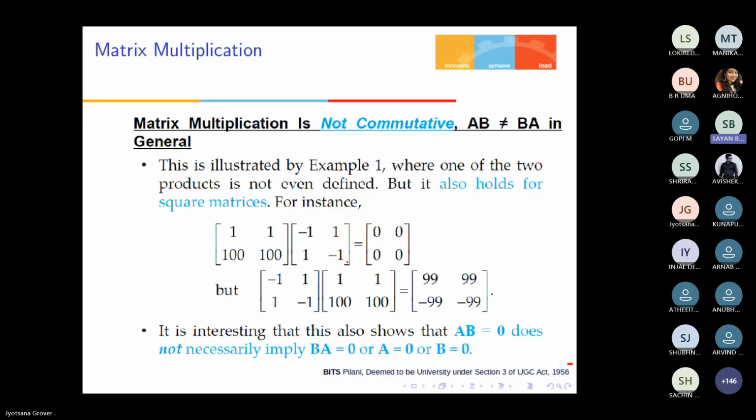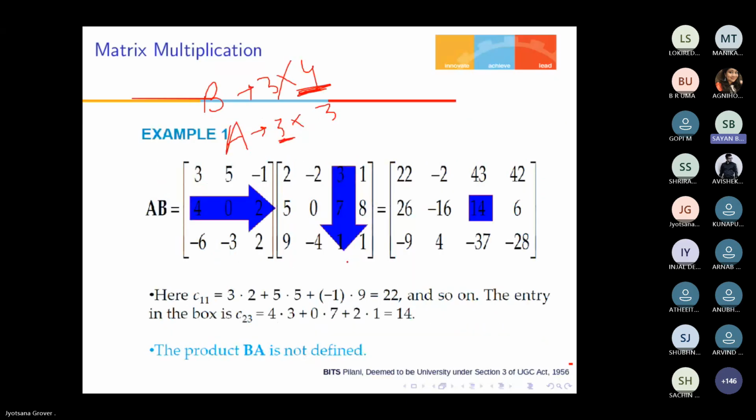If the sizes of A and B are the same, let's say 3 by 3 and 3 by 3, even then is BA not defined? No, then you can perform multiplication. The resultant matrix will be M cross P, the outer dimension, so the resultant will also be 3 cross 3. Yes, it's defined.